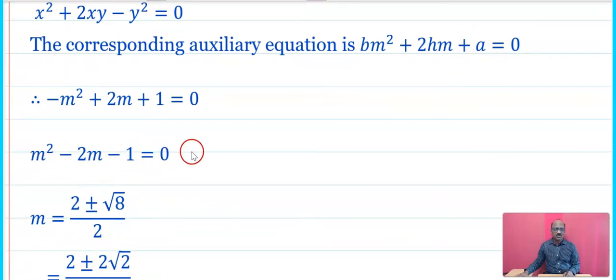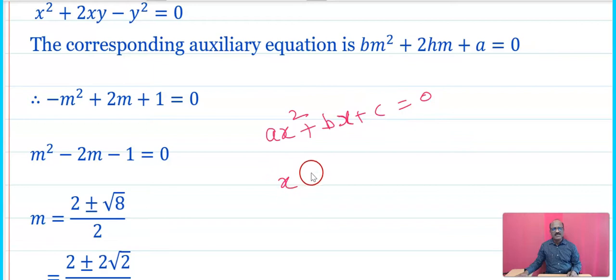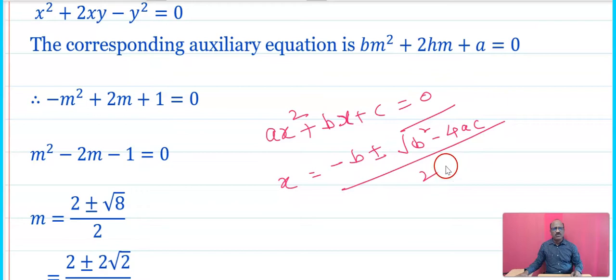And now here, by using the formula, what is that formula that you have learned in the 10th standard? For ax square plus bx plus c is equal to 0, x is equal to minus b plus or minus root of b square minus 4ac upon 2a.